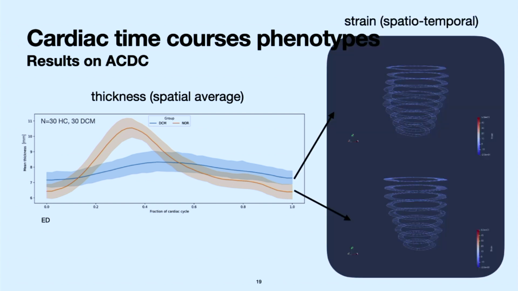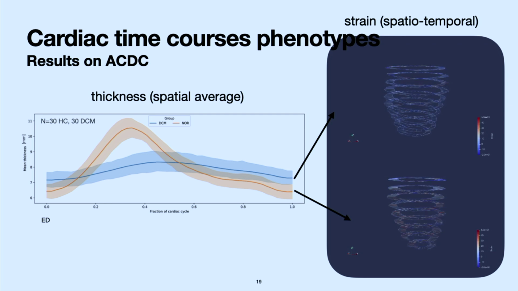Then you can also look at strain if you want, spatial temporal. So this is an example here. At the top you have this dilated cardiomyopathic patient. At the bottom you have the normal patient. You see that the motion is much less. The strain also is much different between the two. So this means with this type of approach you can really get down to a lot of detail about the imaging phenotype that you're looking at, and that's a very good target for studying.